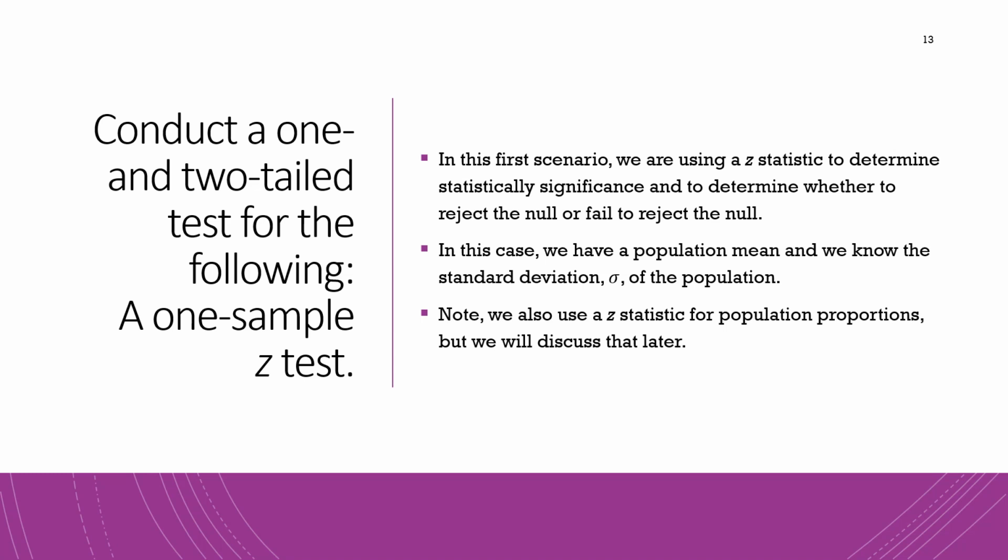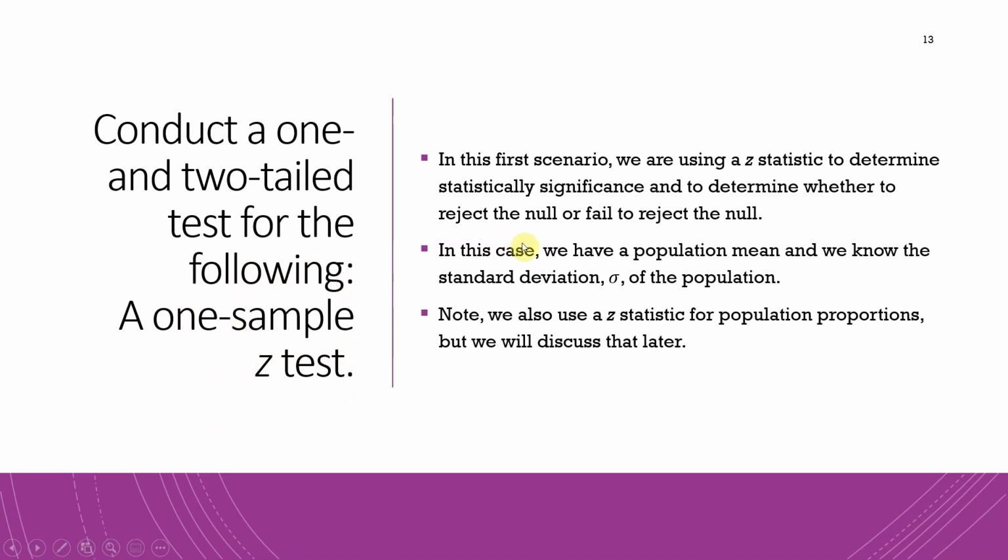So in this first situation, we have one sample, and we're using the z-test. So remember, a z statistic is when we know the true population standard deviation. So that's when we use the z-test. So that's the first scenario that we're going to do. We're going to have a population mean that we're interested in. We know the population standard deviation, so we're going to use the z-test.